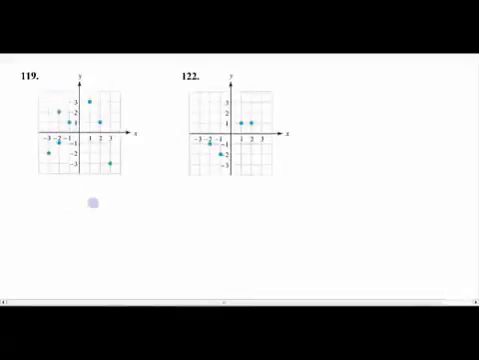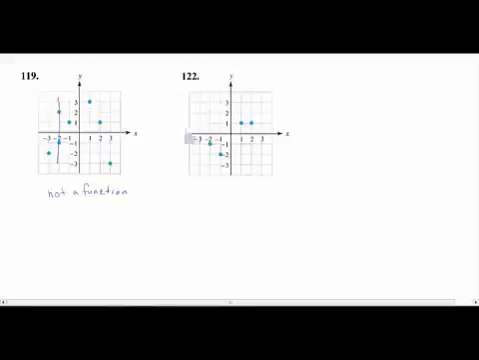Is this going to pass the vertical line test? We can see right here it doesn't pass the vertical line test. If we draw a vertical line through there, we have 2 points that vertical line is passing through. In other words, this is the point (-2, -1). This is the point (-2, 2). So we have an x of -2 going to 2 different y values. So this is not a function.